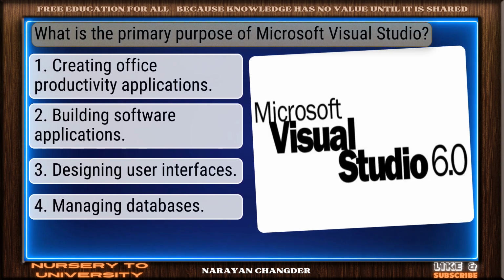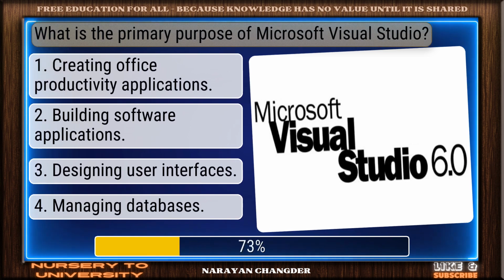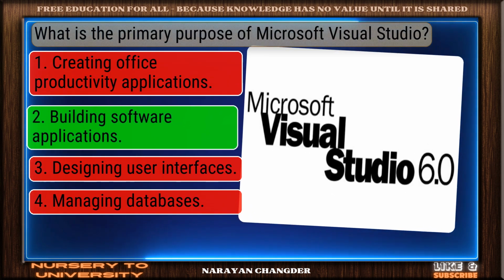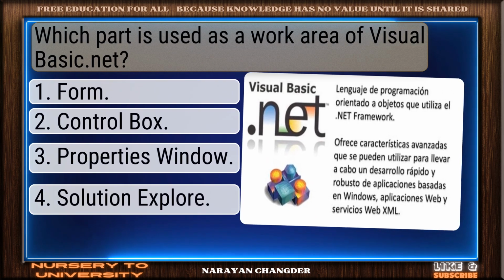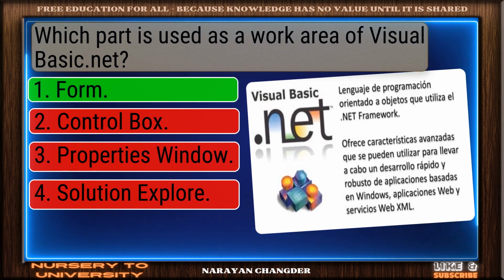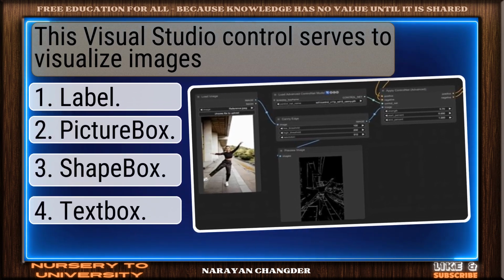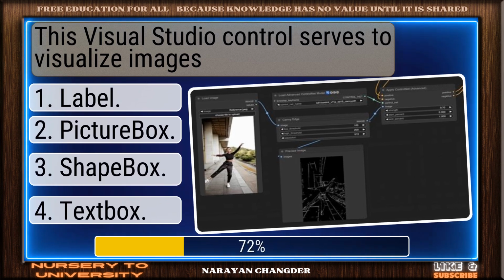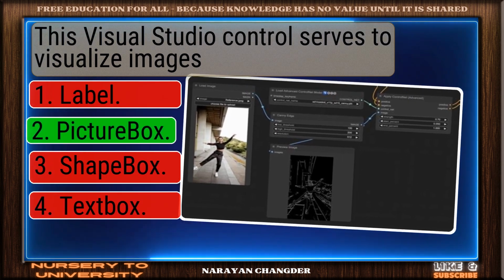Question number 21. What is the primary purpose of Microsoft Visual Studio? Well picked. Building software applications is the correct answer. Question number 22. Which part is used as a work area of Visual Basic.Net? Sharp thinking. Form is the right choice. Question number 23. This Visual Studio control serves to visualize images. You chose Picture Box, and it is correct.